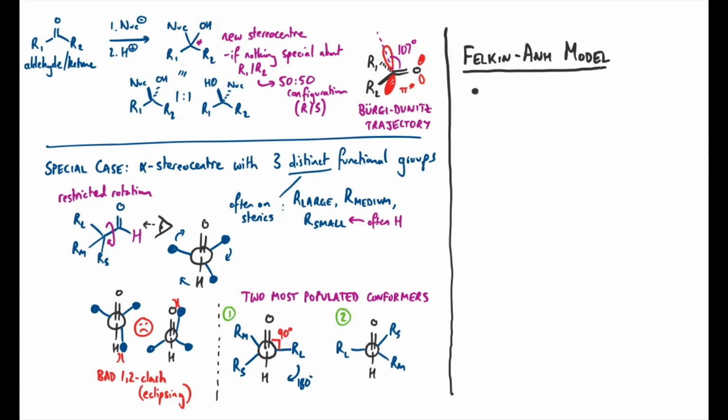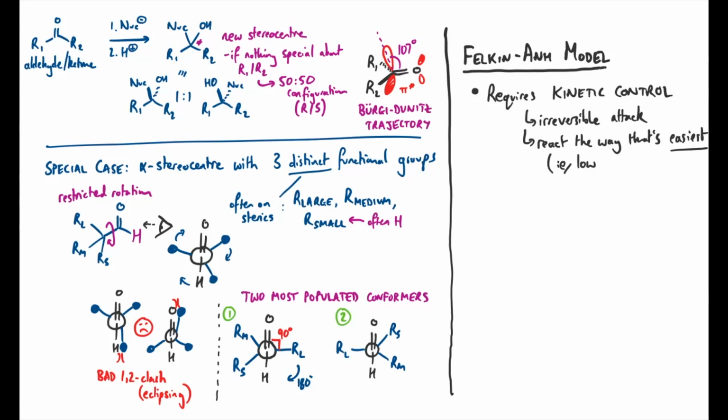There's a key requirement for the Felkin-Anh model that sometimes gets forgotten about, and that's that it requires kinetic control. So just to be clear what I mean by that, you need an irreversible attack of a nucleophile. If you use a nucleophile that can reverse, you can just go in and out and then pick the thermodynamic product overall. That's not what we're going to talk about here. And the point is, if we have an irreversible attack of a nucleophile, we have to react in the way that is easiest. And in chemistry, what we mean by that is the pathway that has the lowest activation energy. So the easiest reactions to occur will be using those most populated conformations.